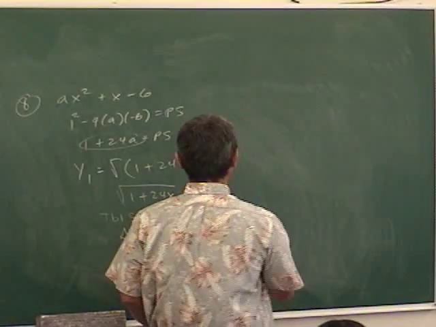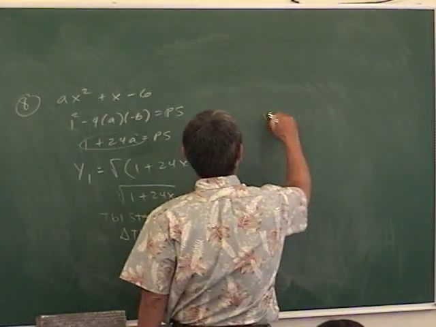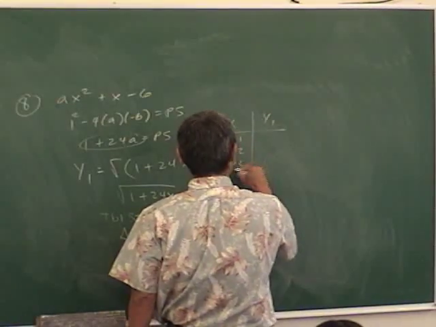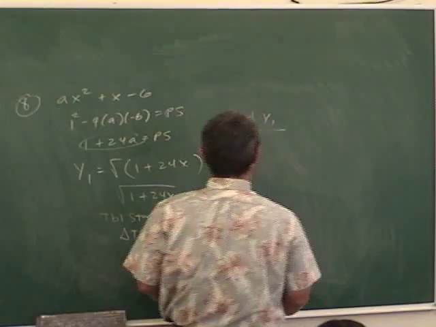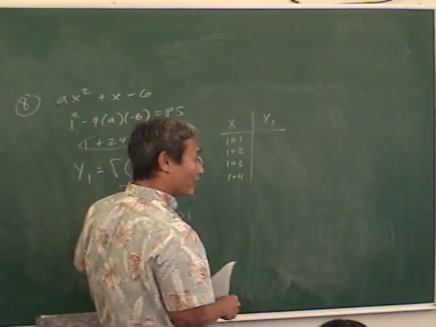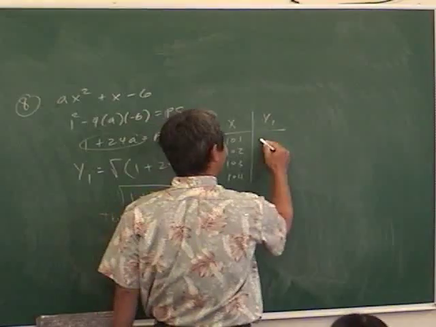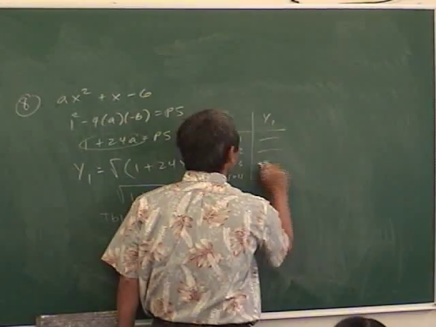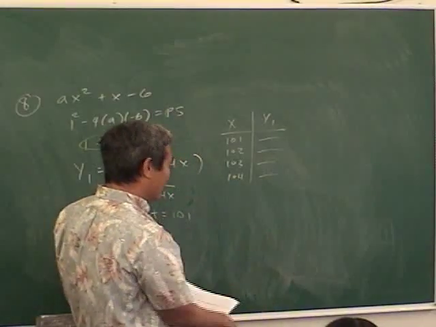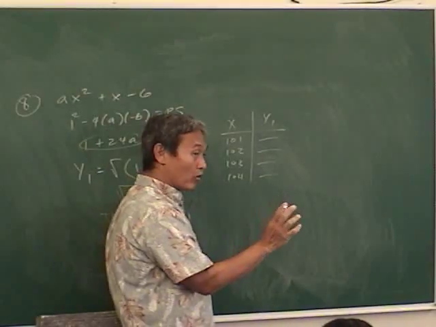And then you should see something that looks like this. X, Y1, 101, 102, 103, 104. So basically what's happening? Your calculator is plugging these numbers into the formula and it's spitting out the answer. And then you just keep scrolling down, hold the down arrow, keep scrolling down, and we're looking for a whole number, right?